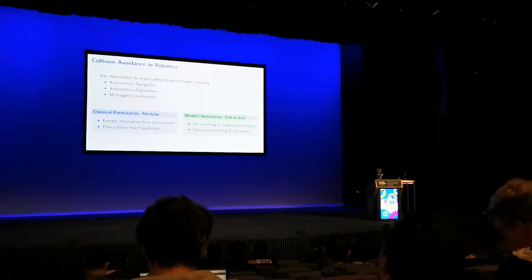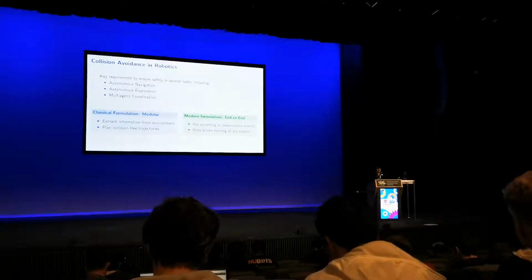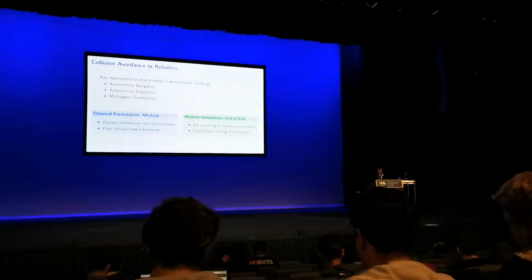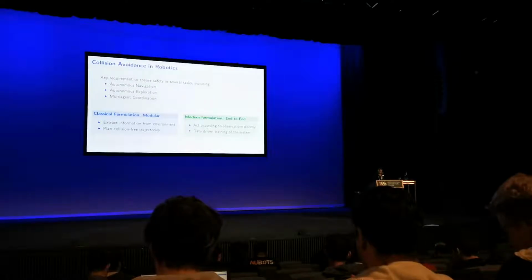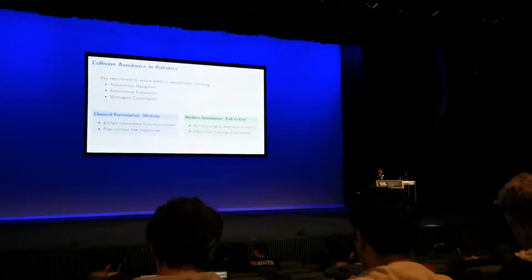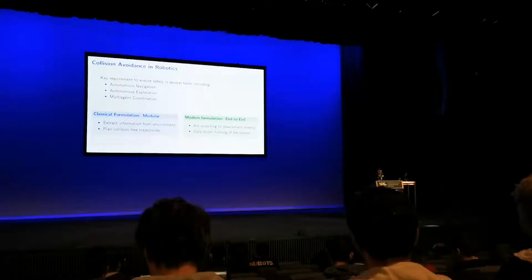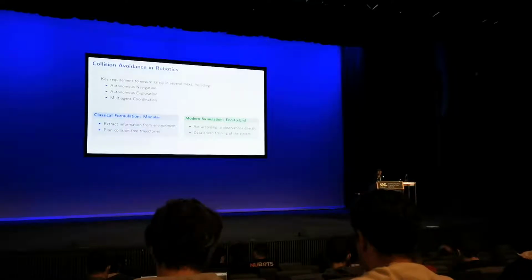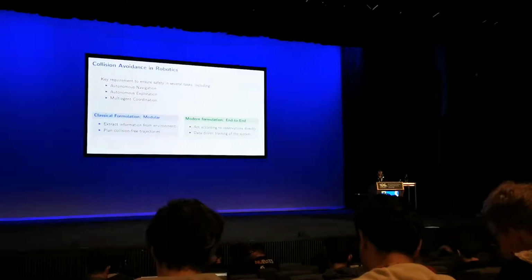exploration, socially aware navigation, or multi-agent coordination, and because of its basic requirement for several tasks, it has been solved in many ways for many years. The classical approach to solve this problem is to use systems which are composed of several modular components which interact between them. So we have some modules that extract information from the environment and some other modules that use this information to actually plan and execute collision-free trajectories.